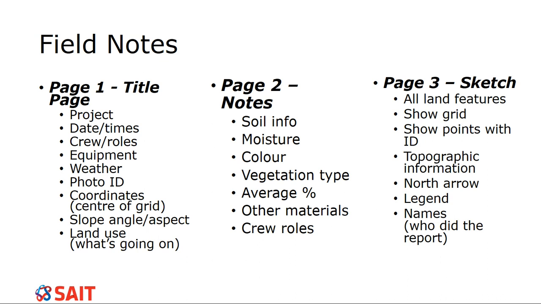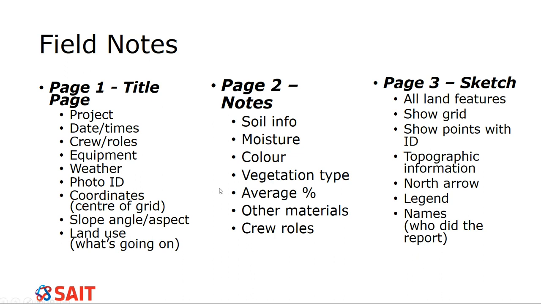Then we have page 3, which is your field sketch. I would expect that you do your field sketch in a way that it looks like a topographic survey. So you're going to have all your land features, you're going to draw your grid, which you've laid out. You're going to show all the points with the ID numbers. You're going to show topographic information, you're going to have a north arrow, you're going to have legends, and the names of who did up the report of it.